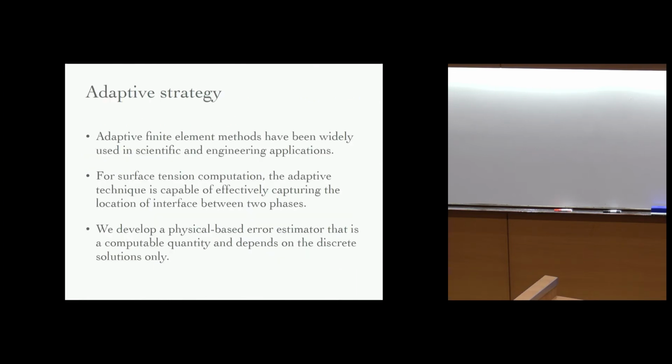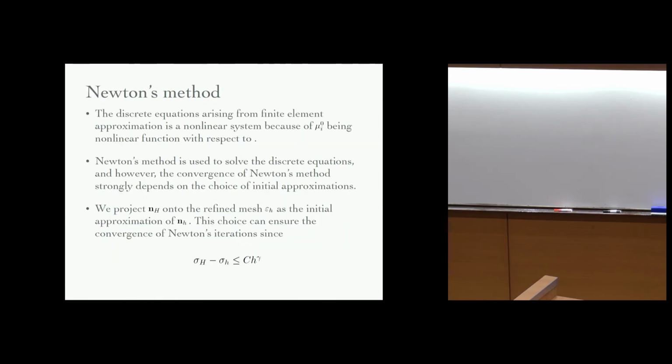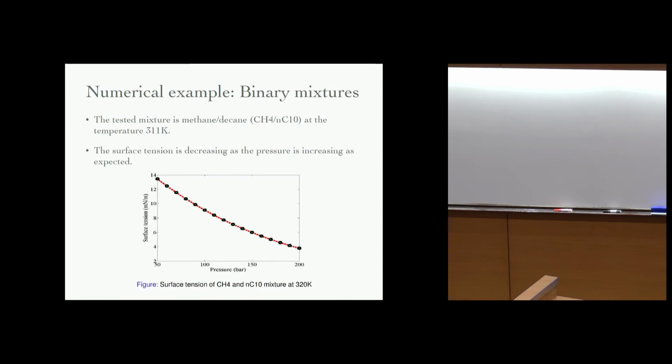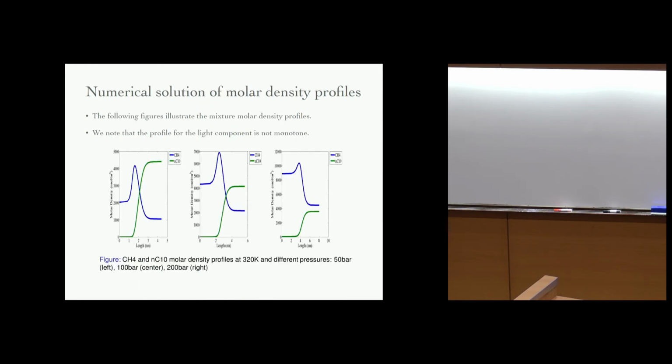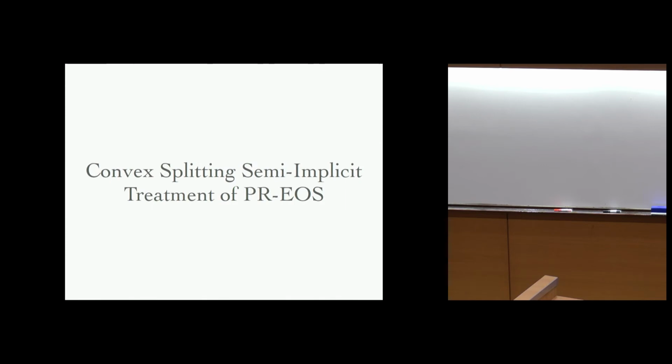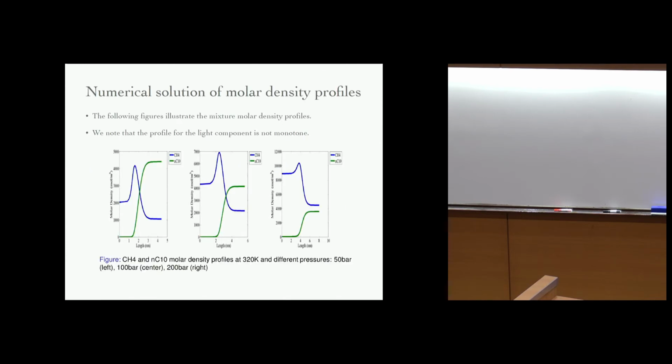And then we can also use a mesh adaptation. Since it's just a one-dimension problem, it's not a big deal. And we use Newton method to solve a nonlinear equation, and then you can predict the interface. So for example, you can get interfacial tension as a function of pressure, and this will be the distribution of the concentration for the two components. So this one is just 1D.